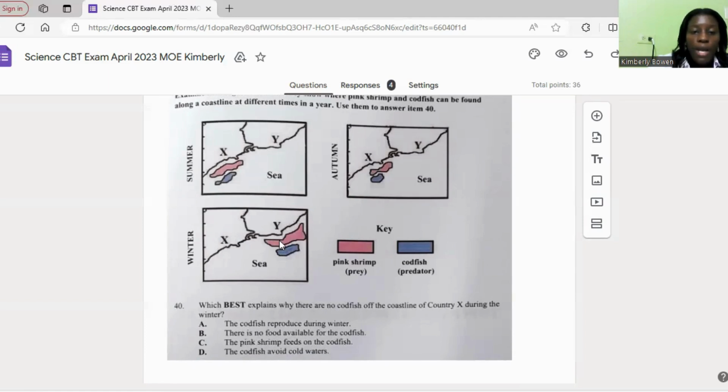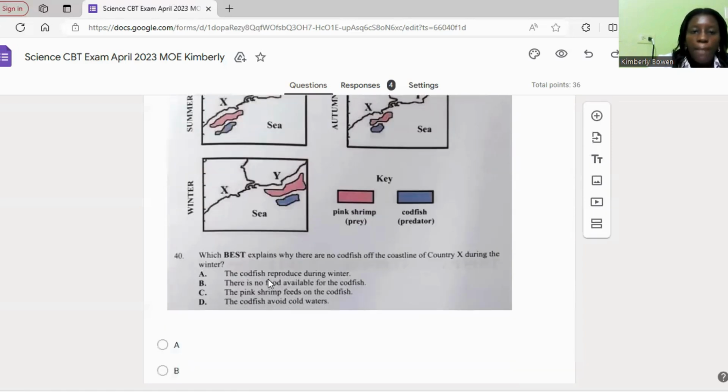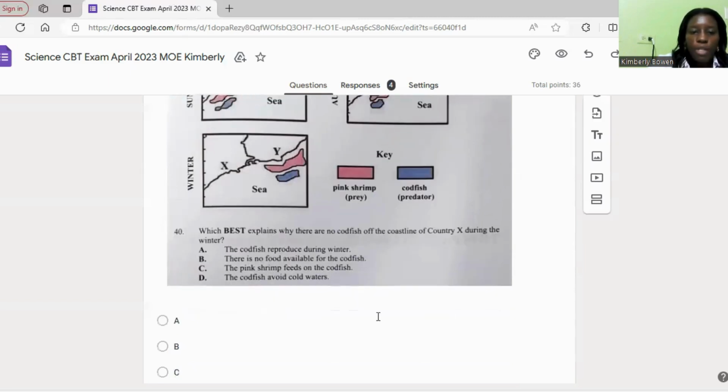The pink shrimp feeds on codfish? That's not true. And the codfish avoid cold water? The answer is B, because all the pink shrimp went away from Country X to Y, and the codfish followed them. So the correct answer is B.